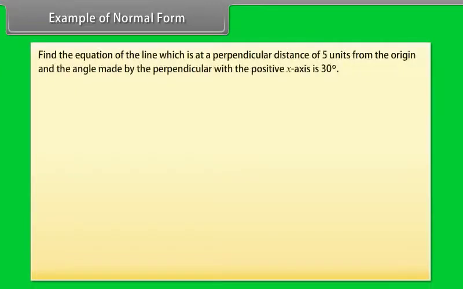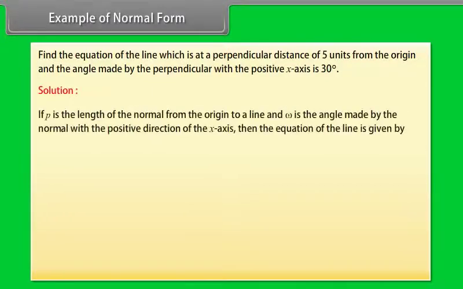Example of normal form. Find the equation of the line which is at a perpendicular distance of 5 units from the origin and the angle made by the perpendicular with the positive x-axis is 30 degrees.